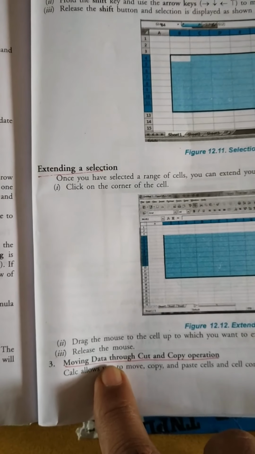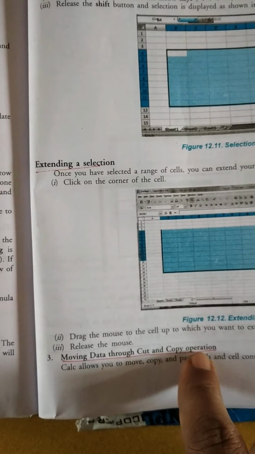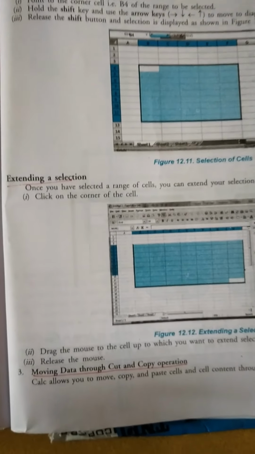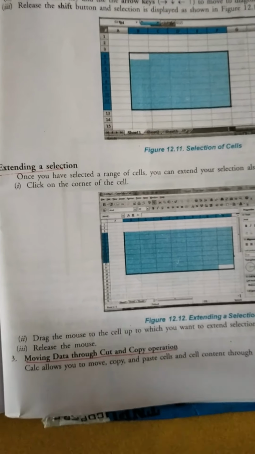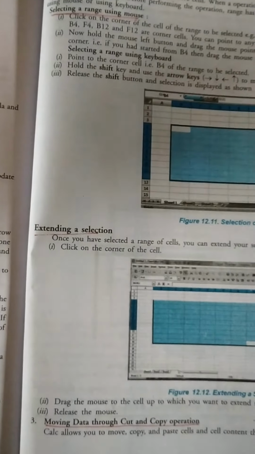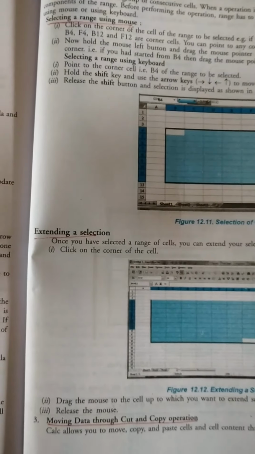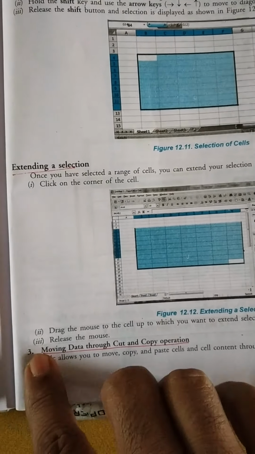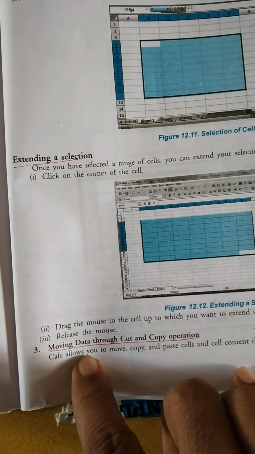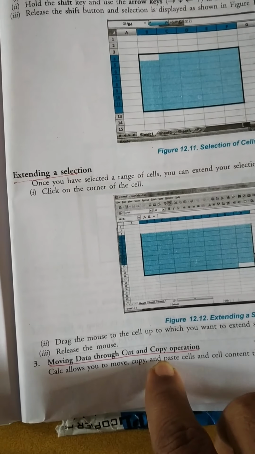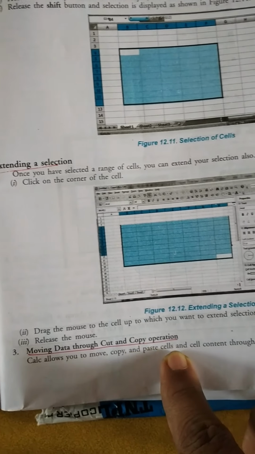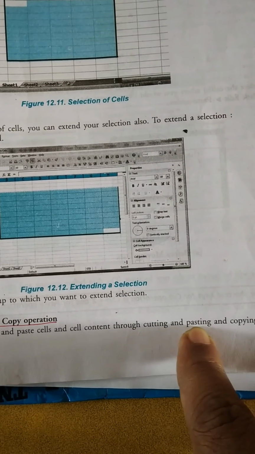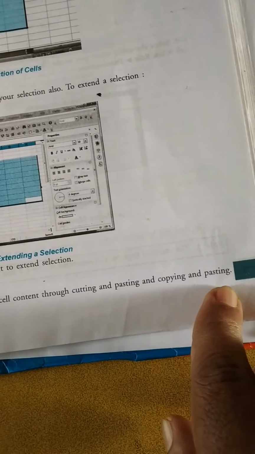Now, moving data through cut and copy operation. What is cut? Cut is Control plus X. This is a shortcut key for cutting the data, and paste means go to the location where you want to paste that data and place it over there. Press Control plus V. The data will be pasted over there. The same thing is explained here. Calc allows you to move, copy and paste cells and the cell content through cutting and pasting and copying and pasting.